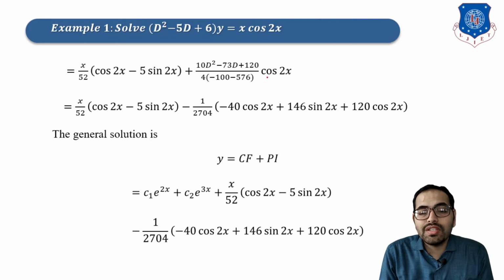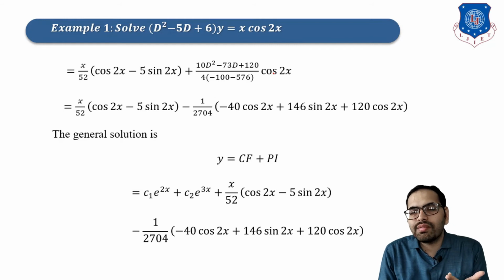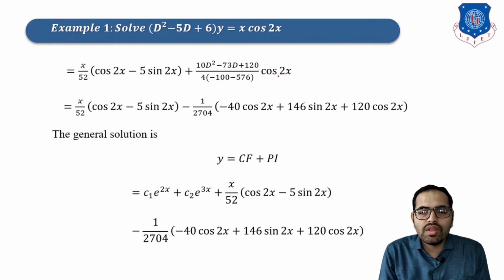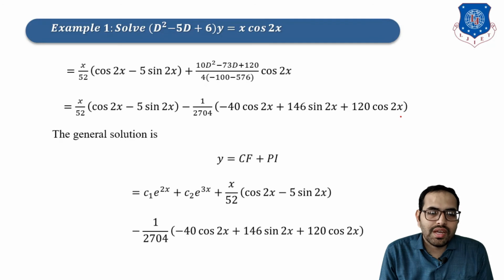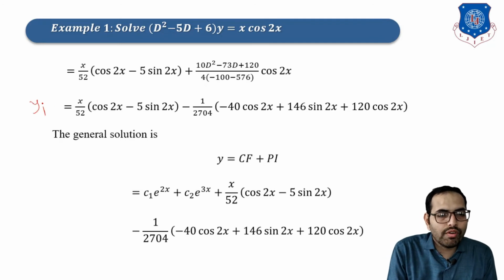For d square, that means 2 times the derivative of cos: single time derivative gives sin, again derivative gives cos, and cos 2x into 2 means 10 into 4, that is minus 40, because the derivative of cos carries a minus sign. Plus here minus 73 into the derivative of cos, that is minus sign, minus minus plus, into 2, then 73 into 2 is 146 sin 2x, plus 120 cos 2x, which is kept as it is. This one is our yp of x.